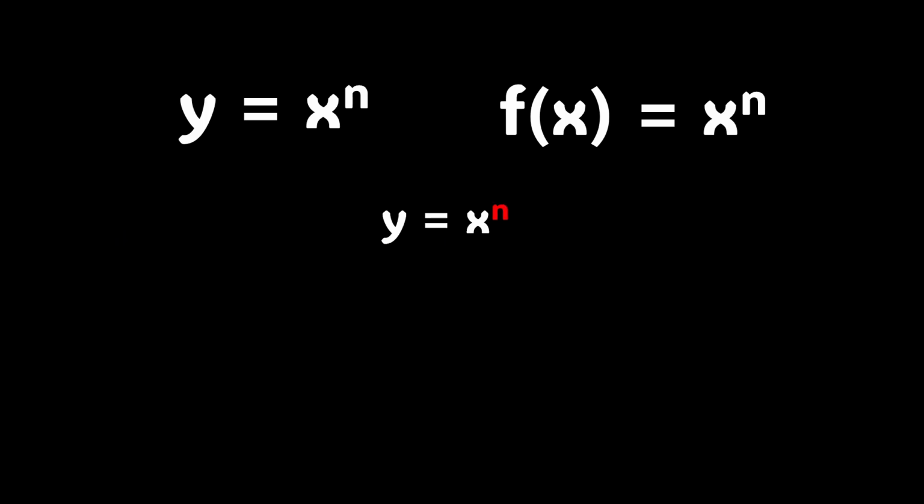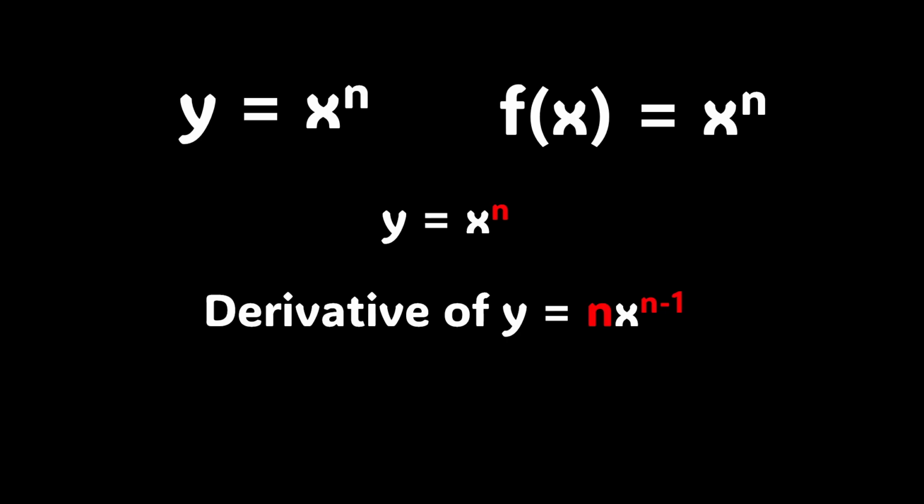So now, in order to compute the derivative, we first need to focus on the exponent. And what you're going to do here is bring down the exponent and multiply it to the term with x. Also, you're going to subtract 1 from the original exponent. So we still have the exponent, but you're simply going to subtract 1 from it. At the end, as you can see, we get the term that says n times x raised to the power of n minus 1. And that is the derivative of y.